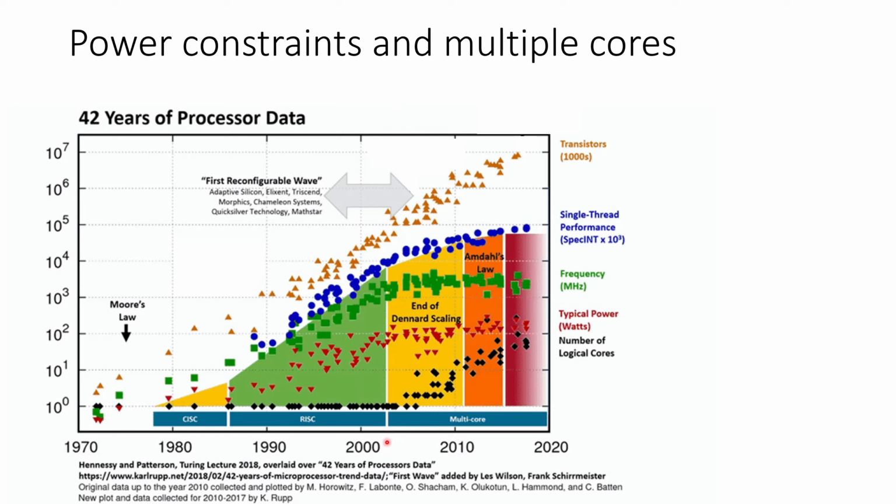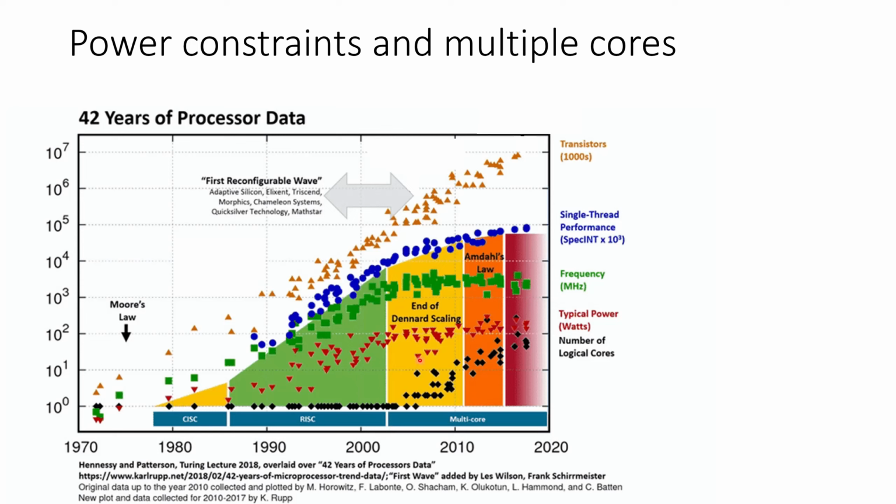And after 2005, transistors became so small that we couldn't increase the frequency anymore. And this happened because to increase frequency, you have to increase power. And as you increase power, the temperature also increases. And if the chip becomes too hot, then it melts and you can't use it anymore. So we hit what we call the power wall.